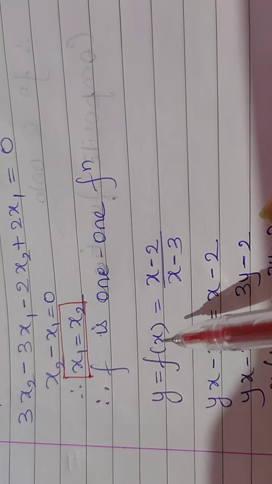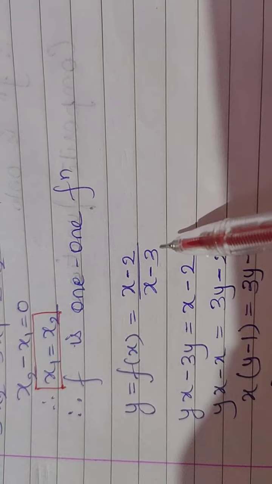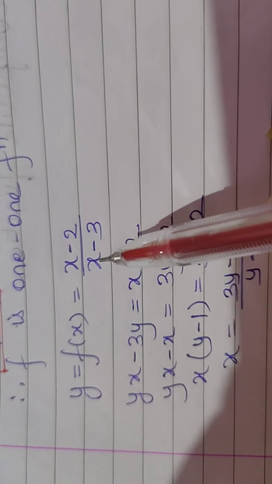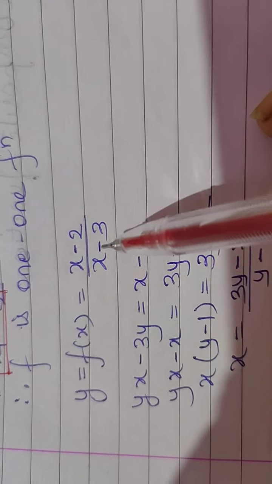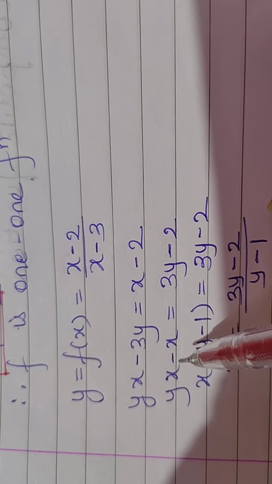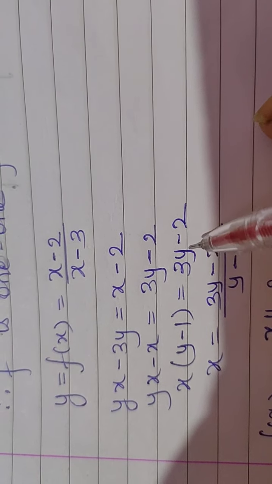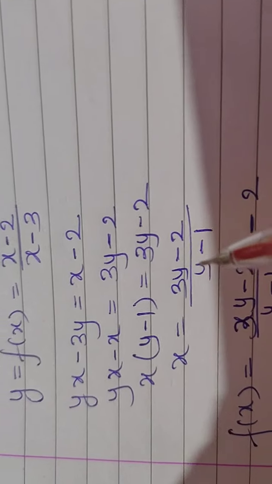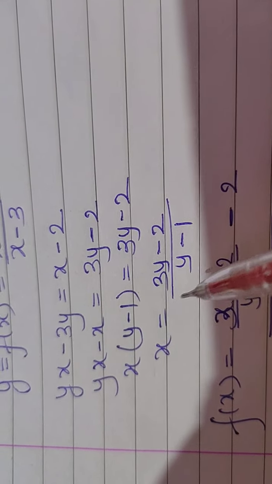Then consider f of x equal to y. So y equals x minus 2 upon x minus 3. Here we need to find the value of x in terms of y. Cross multiply: yx minus 3y equal to x minus 2. Collect the x terms on the left hand side and take x common: x into y minus 1 equal to 3y minus 2. We get x equal to 3y minus 2 upon y minus 1. This is the value of x.